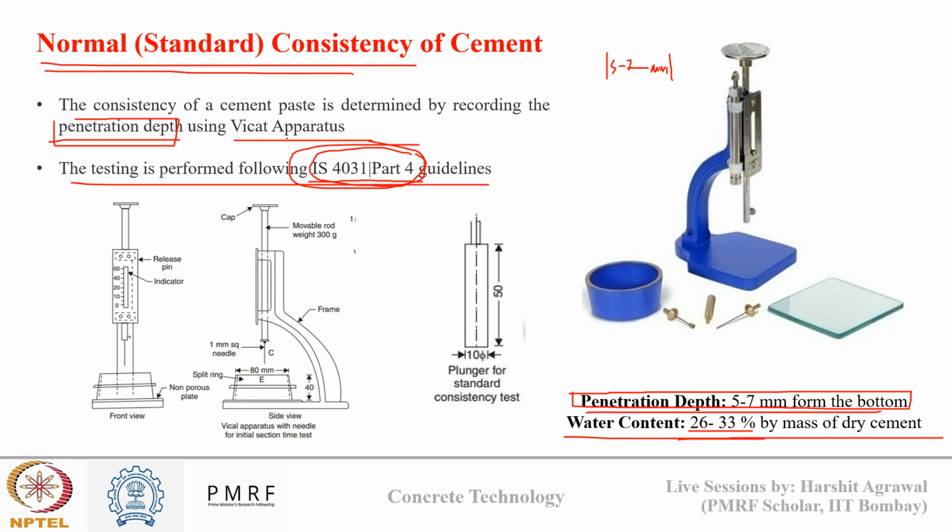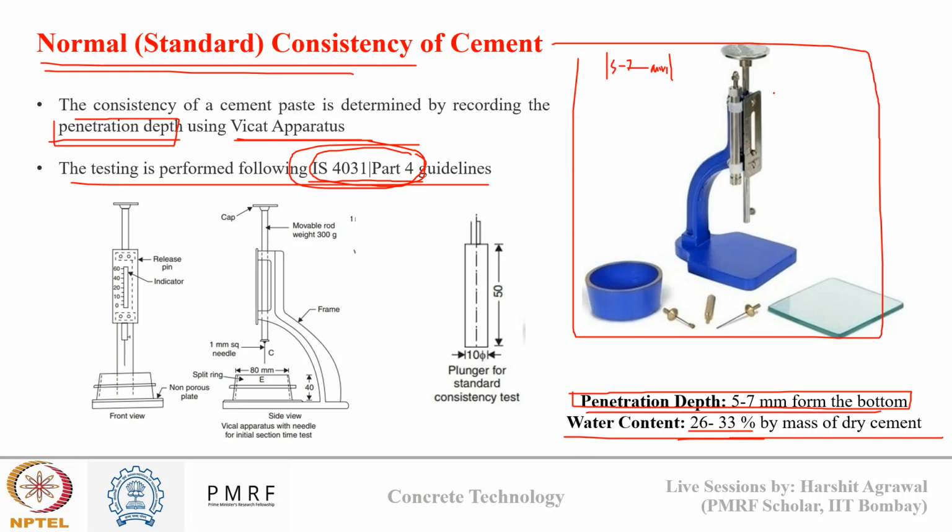We have the Vicat apparatus for this, that you can see in this picture here. In this picture, there is a frame that you can see with a scale mounted on it, and it is attached to a movable rod. At the bottom of this rod, we attach a penetration plunger. So what we do initially is take cement and add water to the cement.